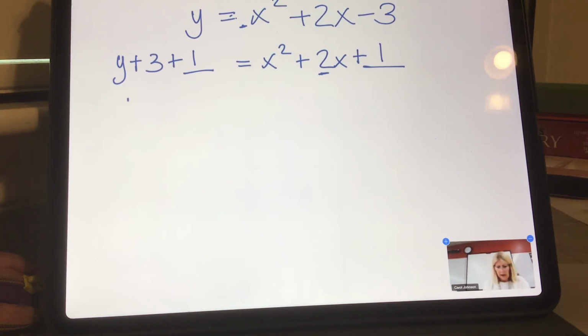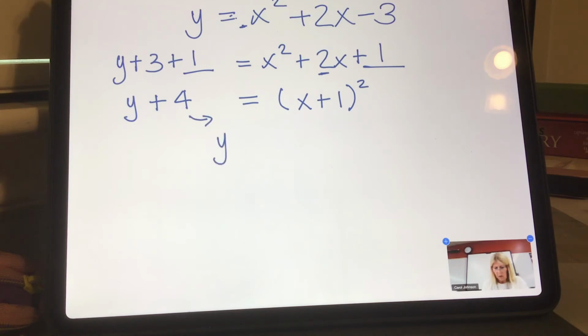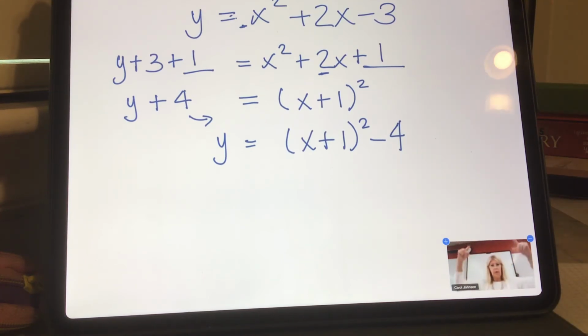Simplify now. So on the left-hand side, you're going to get y plus 4. On the right-hand side, you factor it like you did before. So that would be x plus 1 squared. Yes or no? So remember, we're trying to put it into that form. So we move the 4 to the other side. So you get y equals x plus 1 squared minus 4. Questions? And now that is really nice because you can see you're moving that thing 1 unit to the left, 4 units down, and then it's just a standard graph, over 1, up 1, over 2, up 4. Does that make sense?